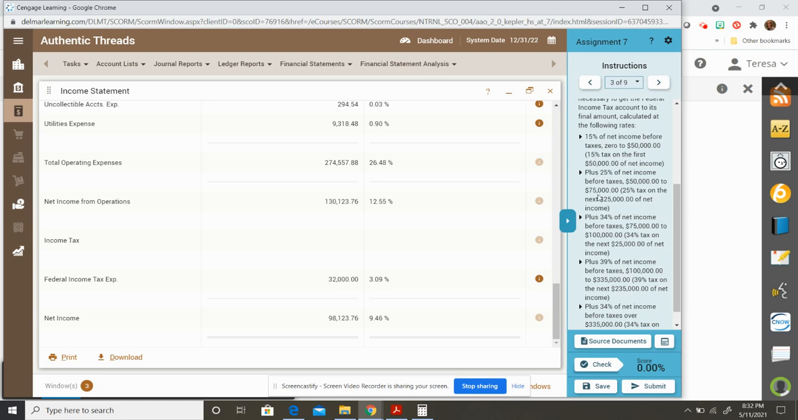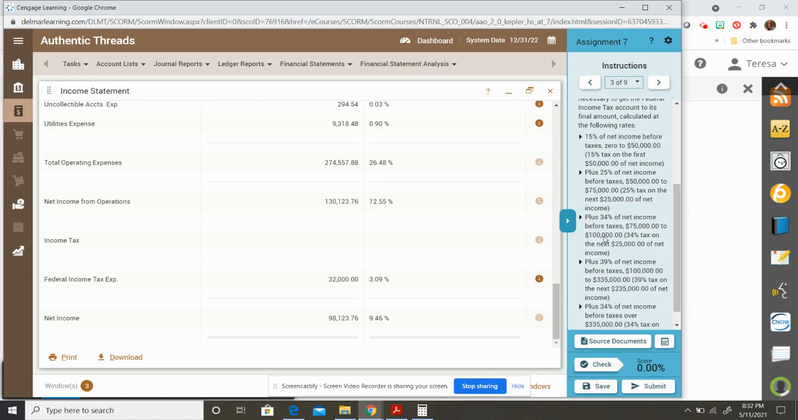Now, we jump up to the next 25,000 because we have exceeded 75,000 in net income. Again, remember we have 130,000. So at this time in your calculator, you're going to put 25,000 times the tax rate of 25%. Take the answer and write it underneath the sum that you got in the previous calculation. So now you should have two numbers written on your paper.